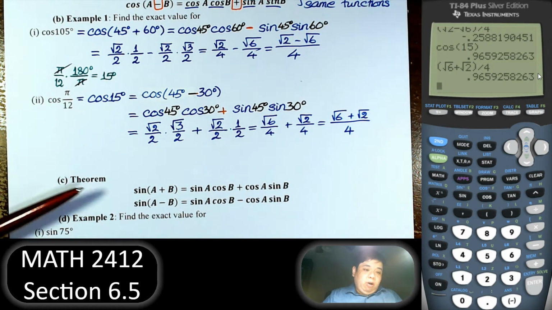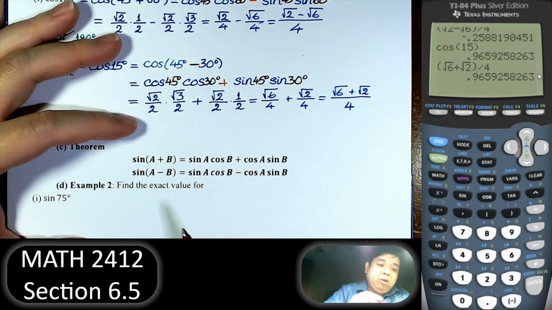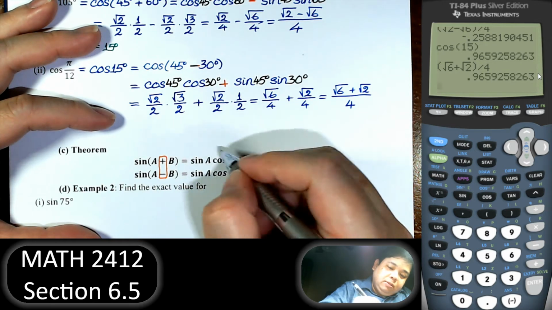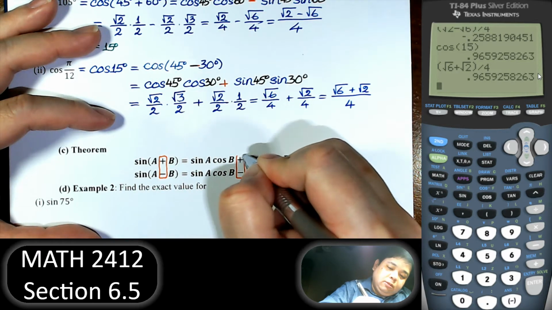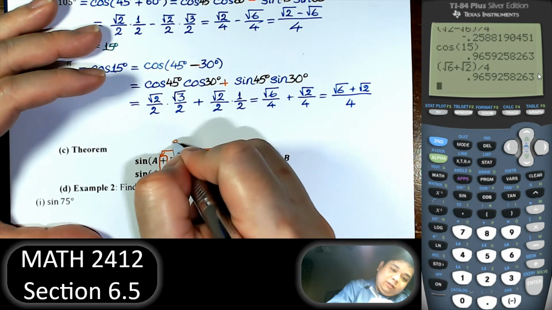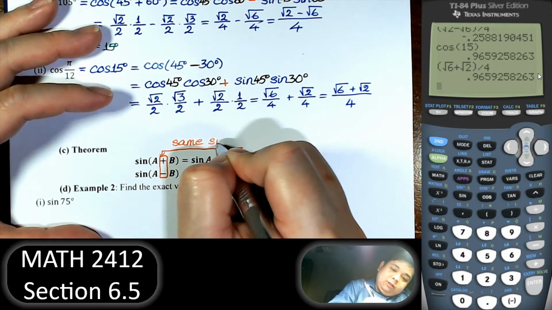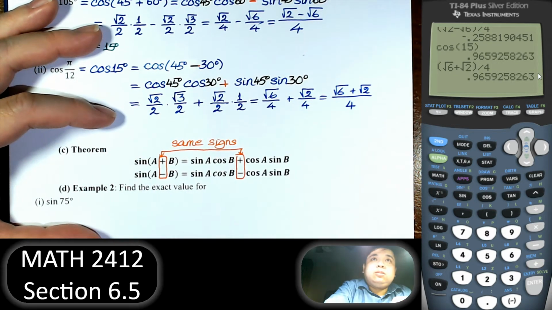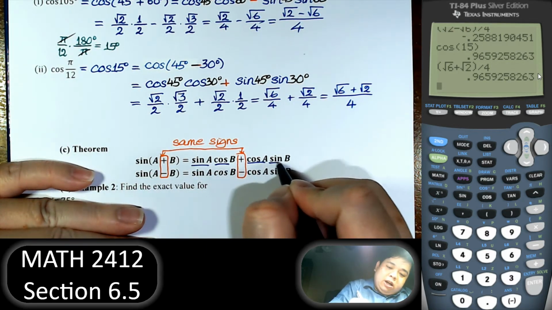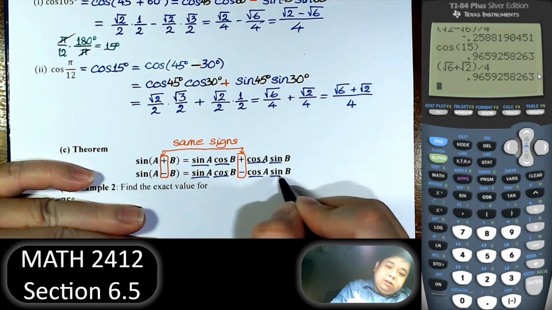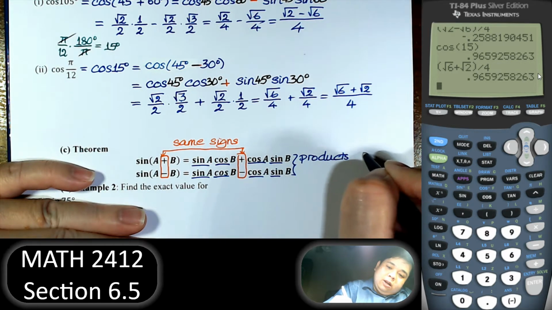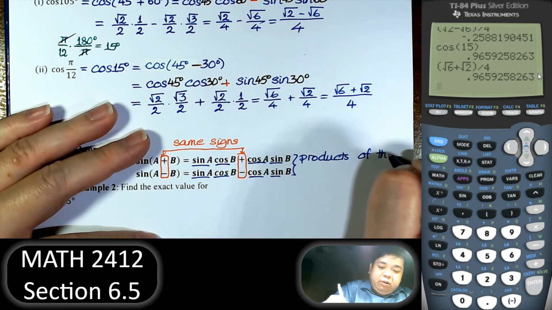So next we have this formula for the sine of a sum or difference. First we notice the sign in the middle will be the same, right? Now in terms of the products, sine cosine and cosine sine. So here we have products of different functions.